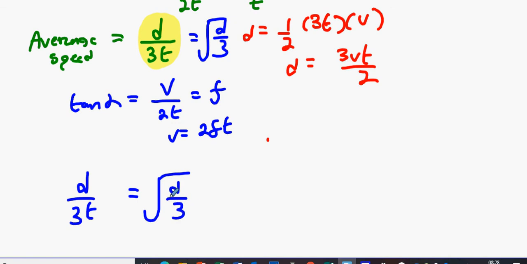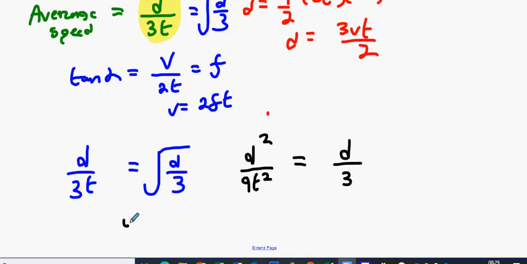So what are we going to do next? I'm going to square both sides. I'm going to get d squared over 9t squared equals d over 3. One of those d's can disappear now, can't it? So we can have d over 9t squared equals, what's it, 1/3, is it? Okay.